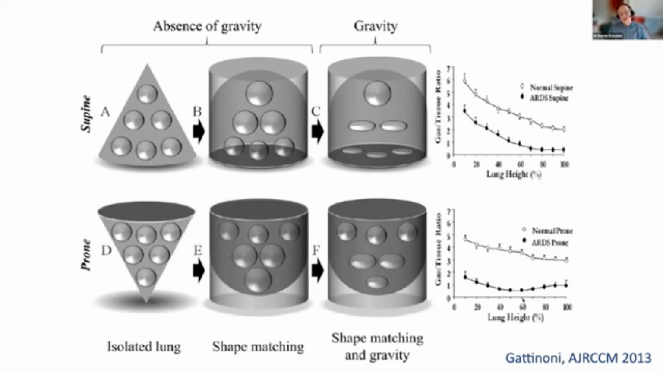So you get a better distribution of your tidal volume, and you get a better distribution of your transpulmonary pressure and shape matching when the patient is in prone.